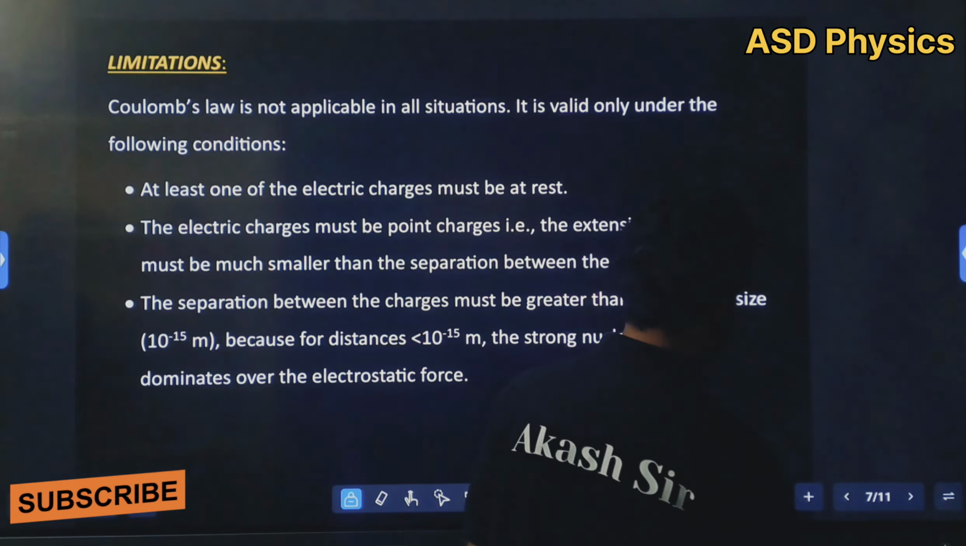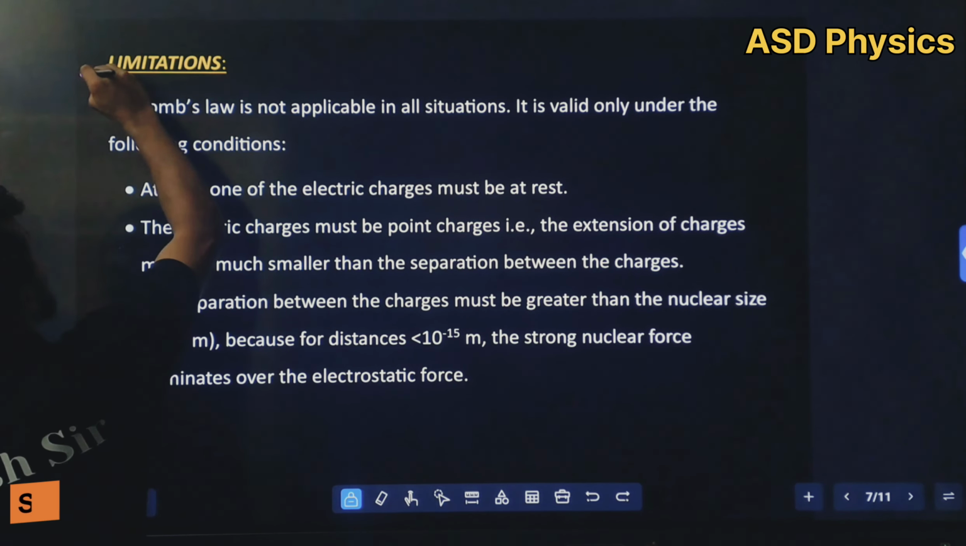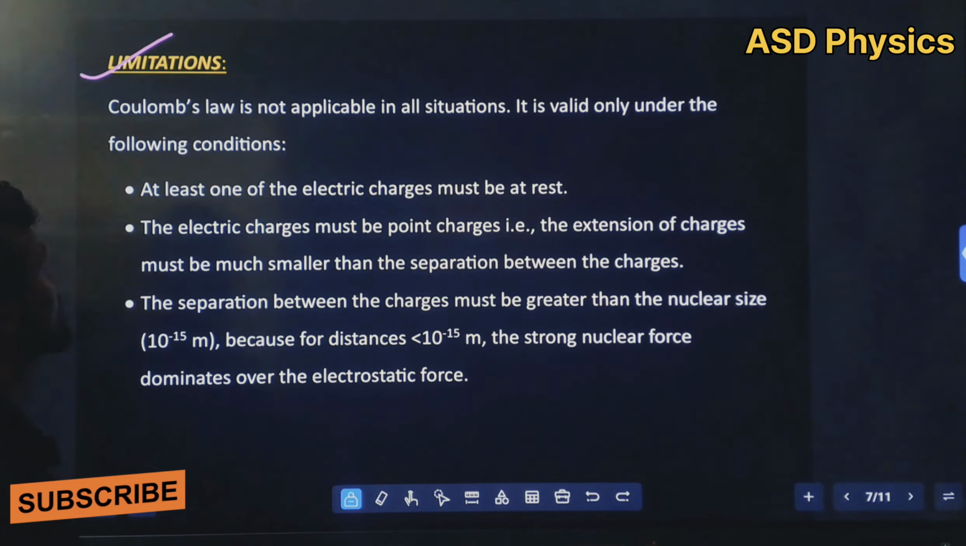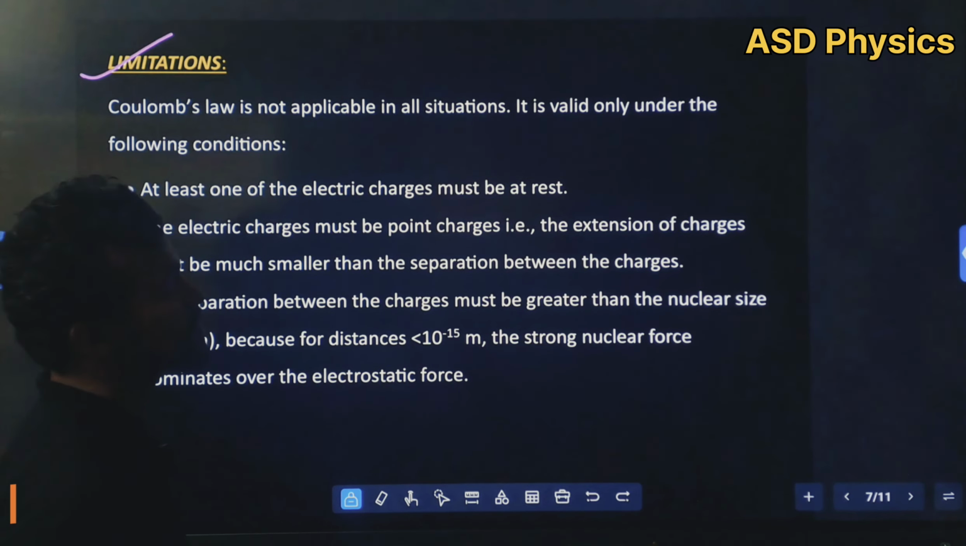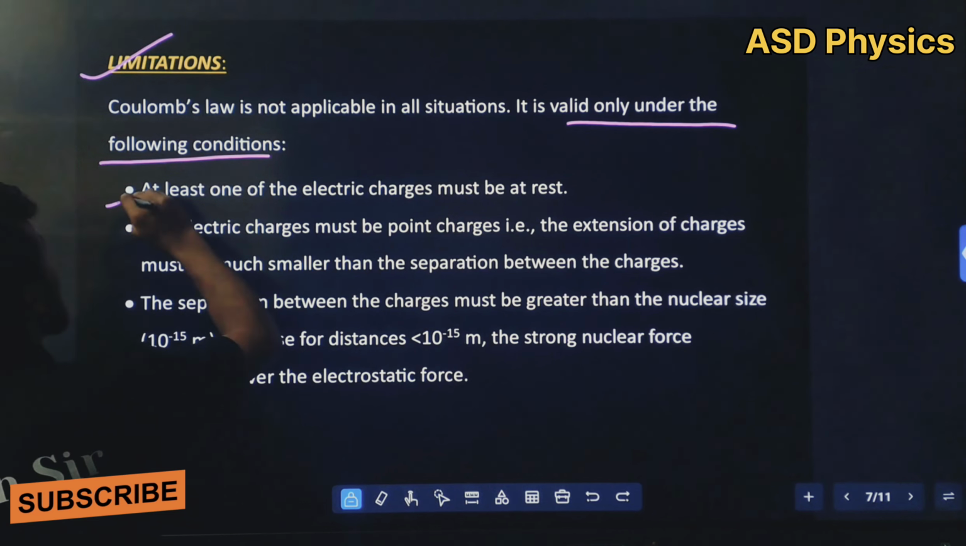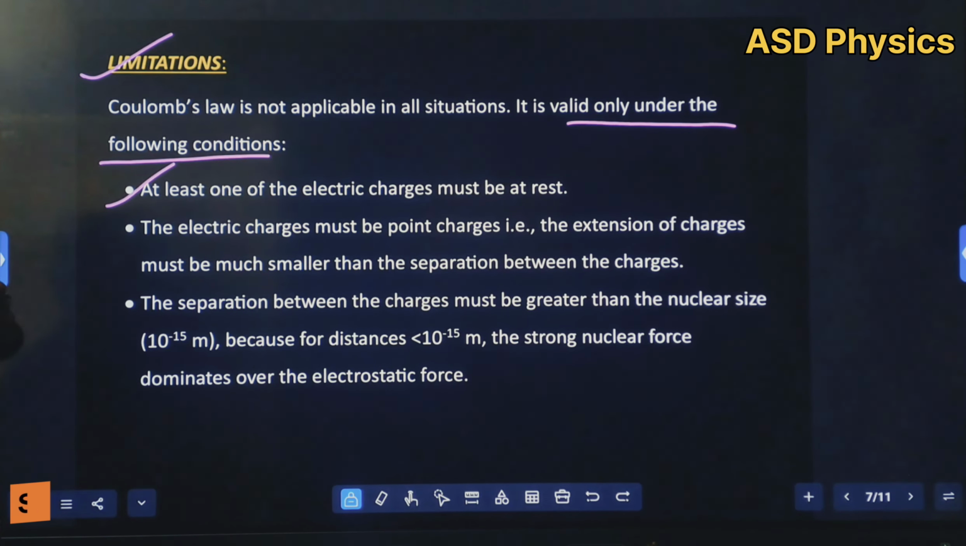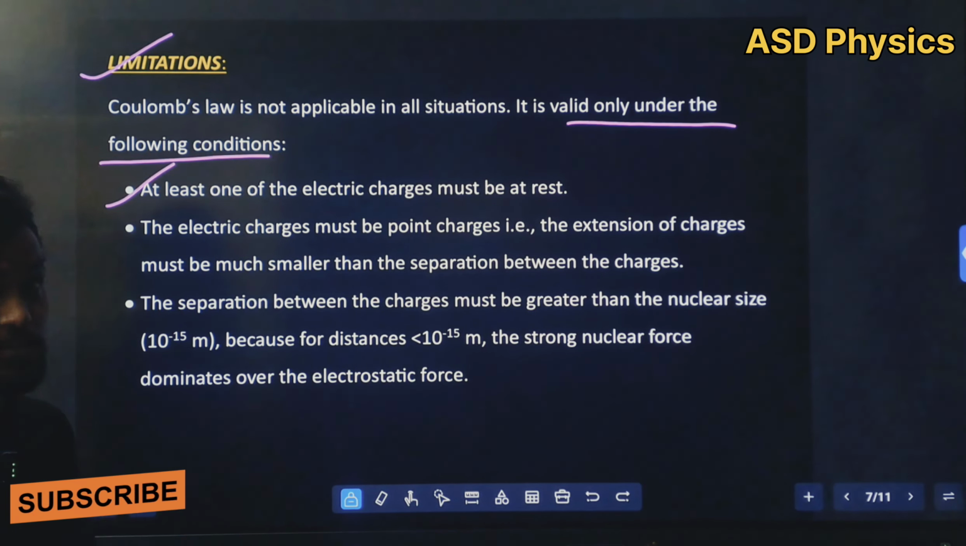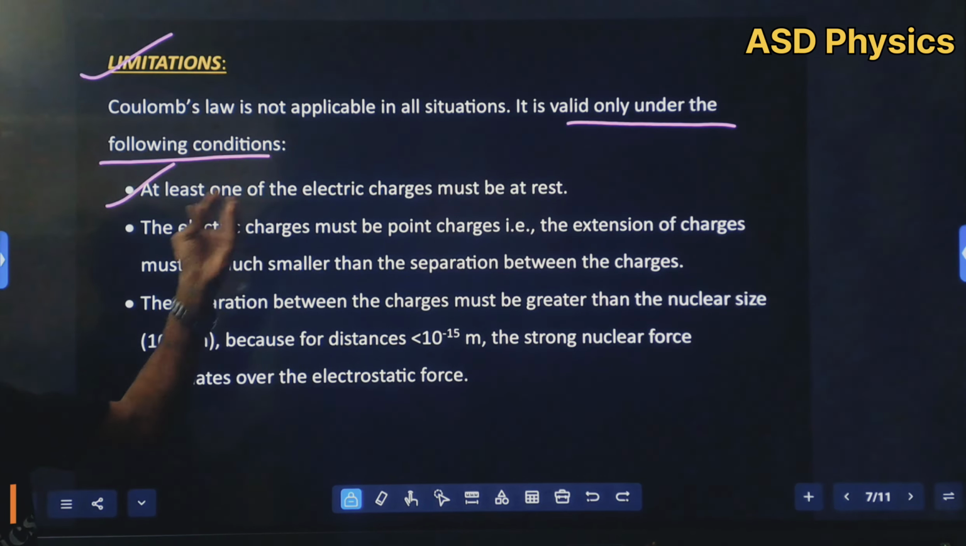Okay, after that, students, some limitations are there for this Coulomb's law. Coulomb's law is not applicable in all situations. It is valid under the following conditions. What are the conditions? First one, as I told, at least one of the electric charges must be at rest. Both at rest, very nice, but at least one should be at rest.